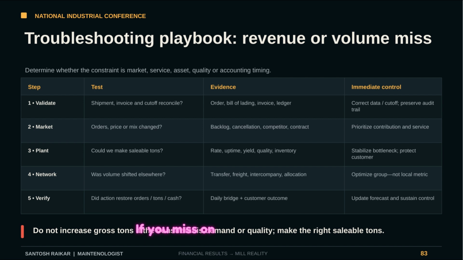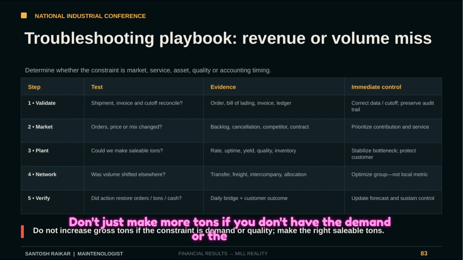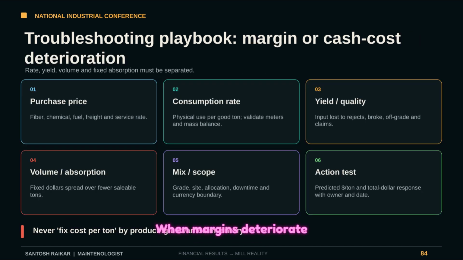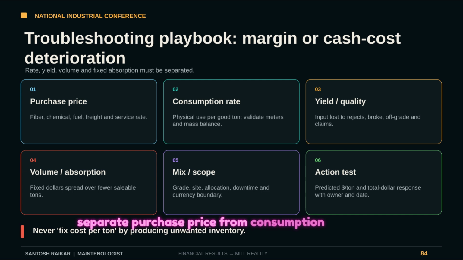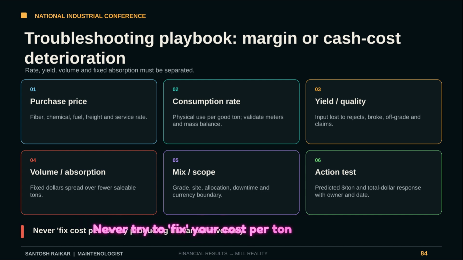If you miss on revenue or volume, use this playbook. Is the constraint the market, the plant's ability to make good tons, or a network shift? Don't just make more tons if you don't have the demand or the quality. When margins deteriorate, separate purchase price from consumption rates and fixed absorption. Never try to fix your cost per ton by producing inventory that no one wants to buy.